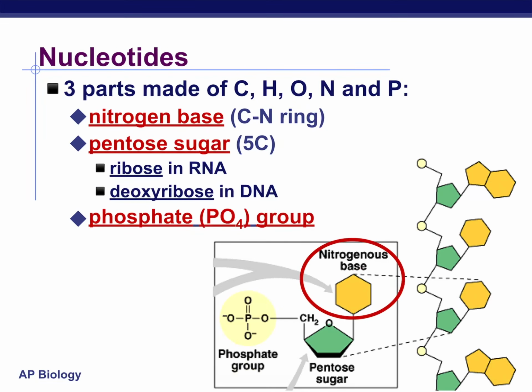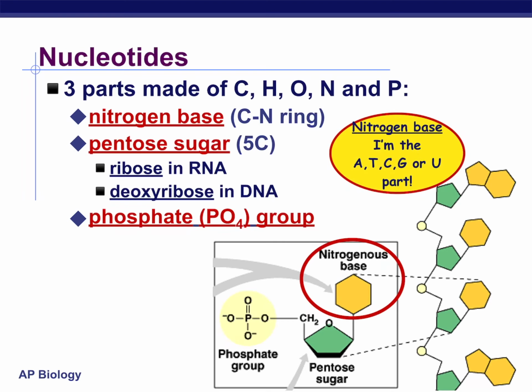Then we will have either a pentose or a ribose sugar. We will have a pentose sugar. It's either a ribose or a deoxyribose sugar. And so pentose sugar just means it has 5 carbons on it. And then we're going to have this phosphate group on it as well. And so the nitrogenous base is what you think of when you think of like DNA code. That's going to be A, T, C, G, or U.